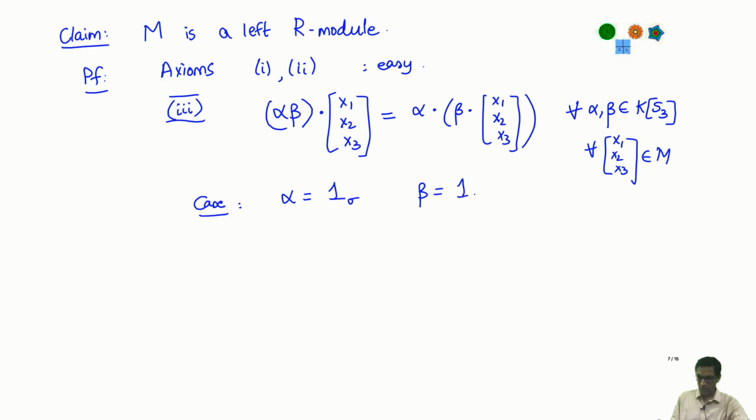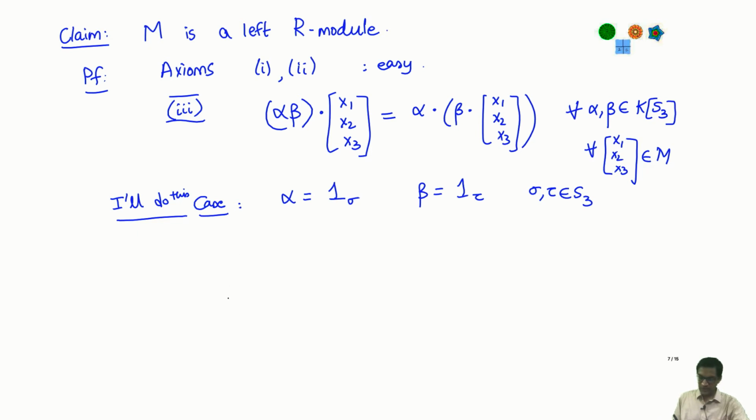Beta is of the form 1 sub tau, where sigma and tau are some particular elements of S3. So let me check. I will just do this case, and leave the full summation to you.